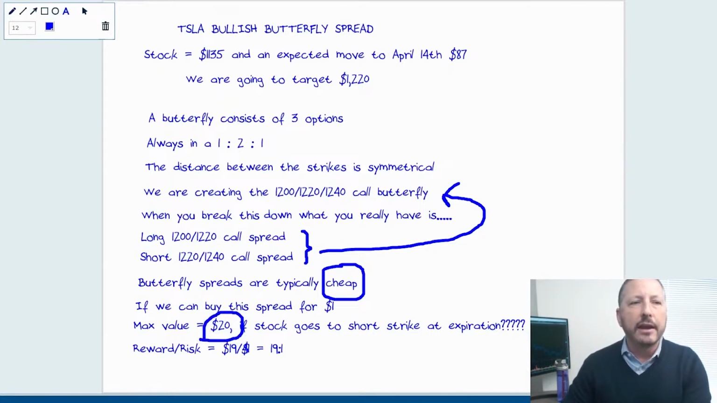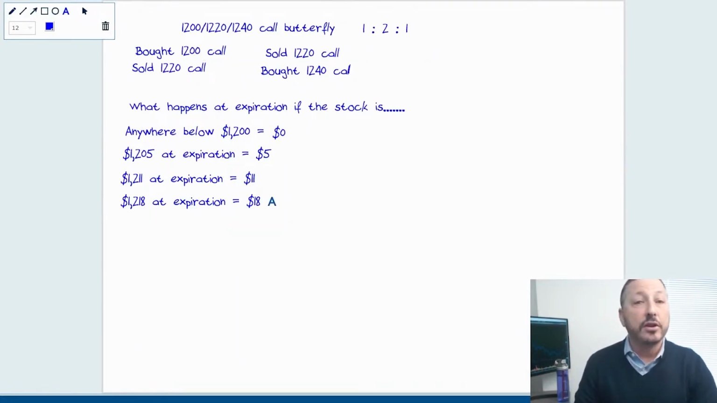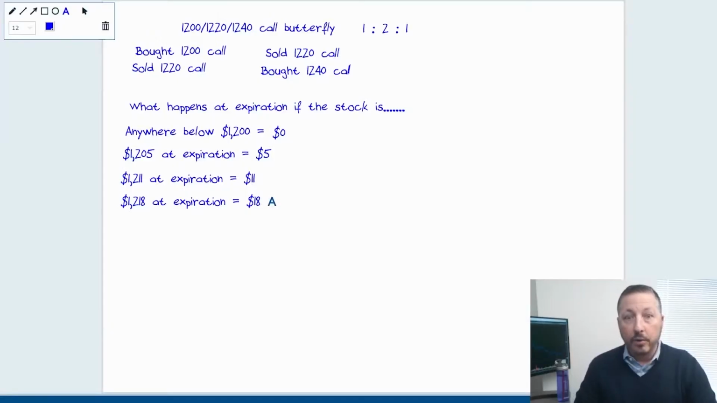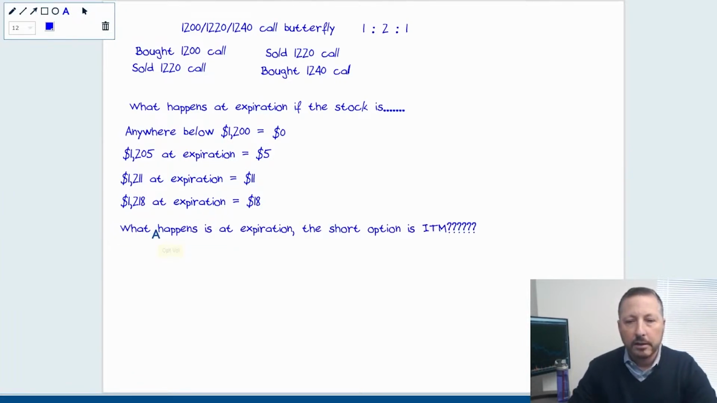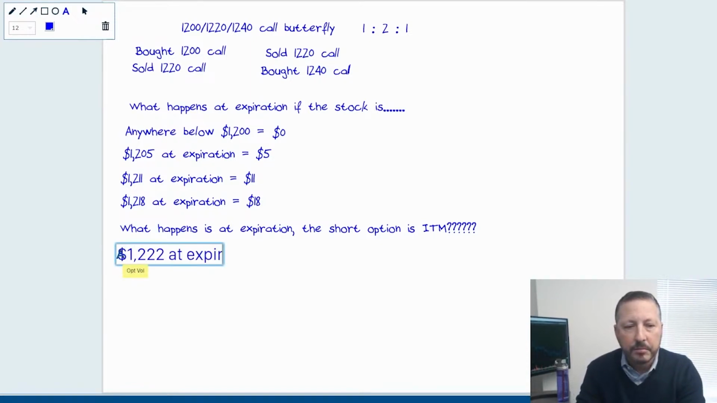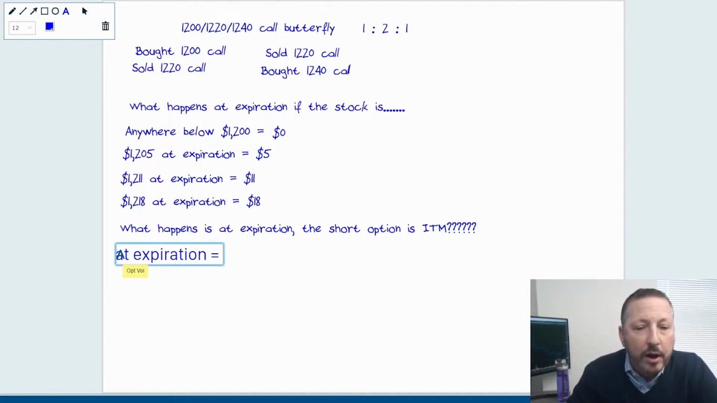So what happens if we start going past the short strike? And that's where a lot of traders get, I guess I'll use the term freaked out. They start getting really nervous because all of a sudden they have a short option that's in the money. And they get really concerned that, oh no, what happens if I get assigned? So let's take a look at this. What happens if at expiration the short option is in the money? Meaning, what happens at 1222, let's say?